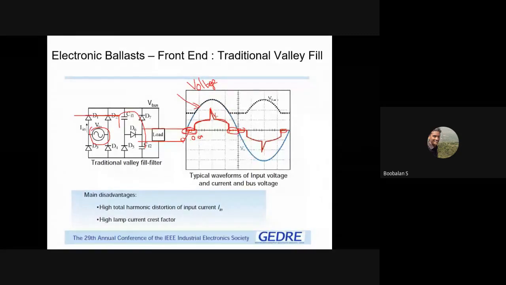This is why electronic tube lights or LEDs, among the many lamps we have discussed, consume only a small amount of power, around 20 watts, 25 watts. Because we are not consuming current continuously, we are operating in a discontinuous mode.